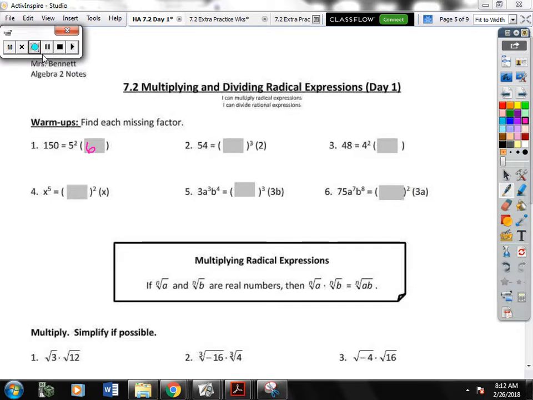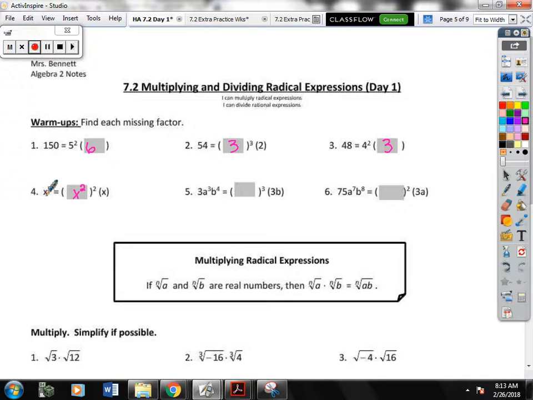All right, who can tell me what they got for number 2? Sam? 3. 3 cubed is 27, and 27 times 2 would get us 54. How about for number 3? Abby? Also 3. How about number 4? Jade? X squared. Good. X squared, squared, power to a power. We multiply those to get x to the 4th, and then you would add that 1 to get x to the 5th. Very good.